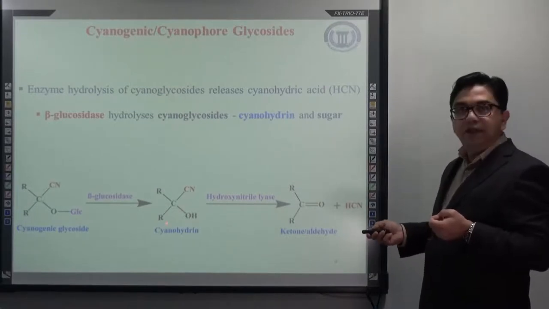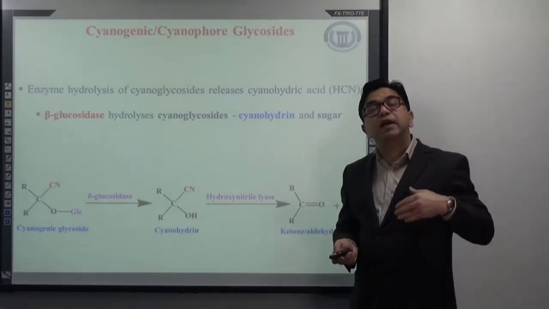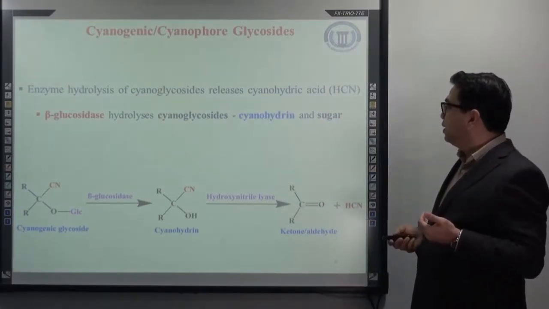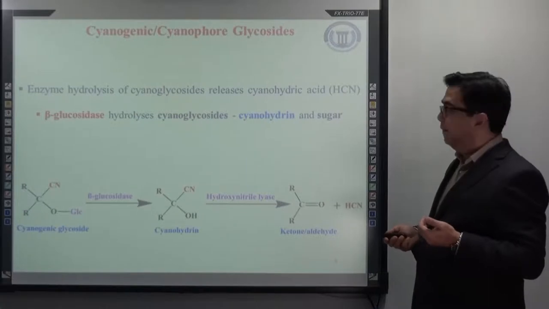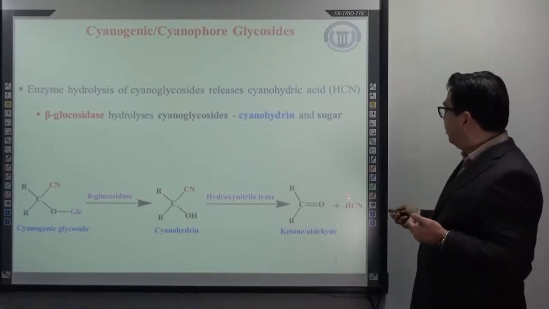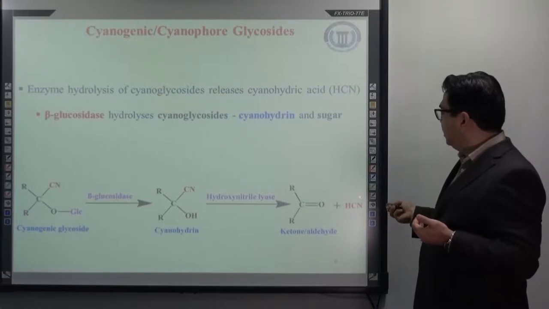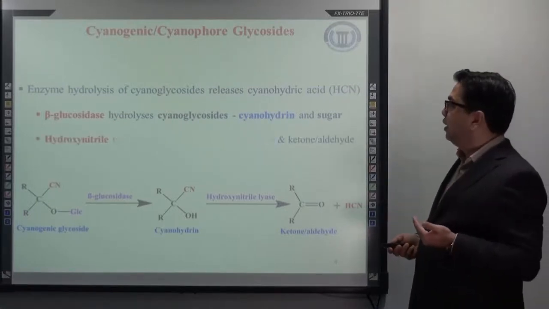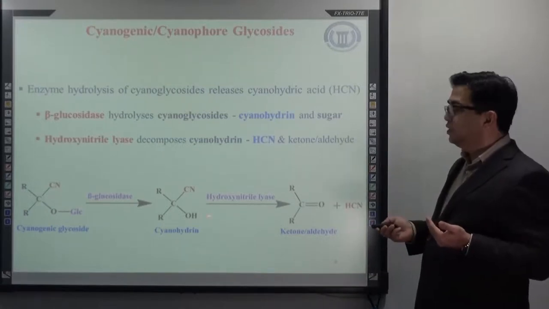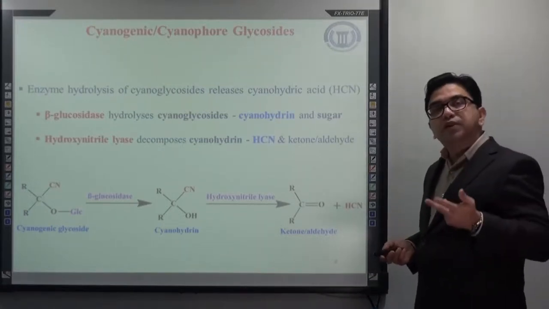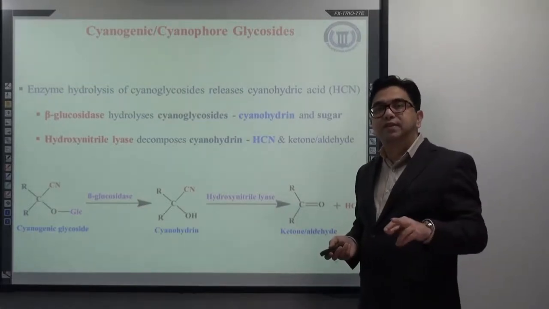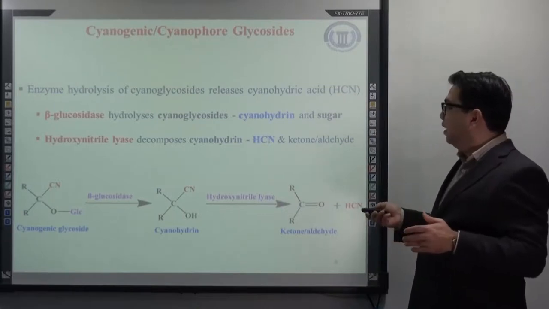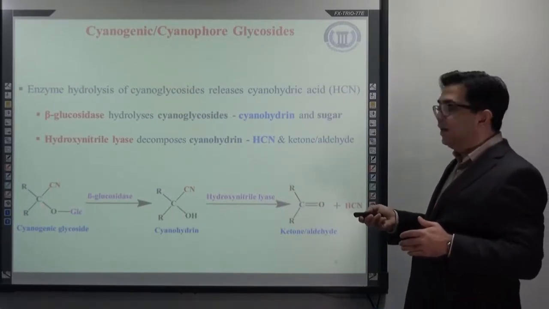And this cyanohydrin, as I mentioned previously, is highly unstable in nature. So it will further undergo hydrolysis by hydroxynitrile lyase, which results in the release of HCN. And this is the HCN which is toxic, which causes toxicity to the animal or human being. So this reaction is just the opposite of cyanogenesis, where cyanogenic glycosides are formed from the HCN, and the plant uses it, breaks it when it is required.